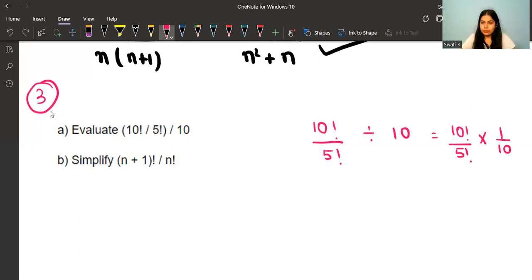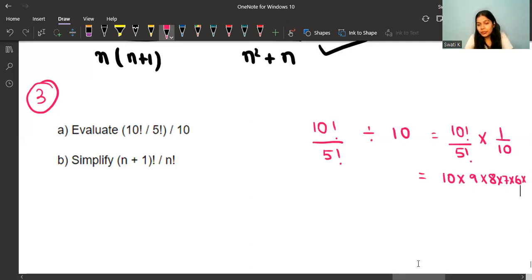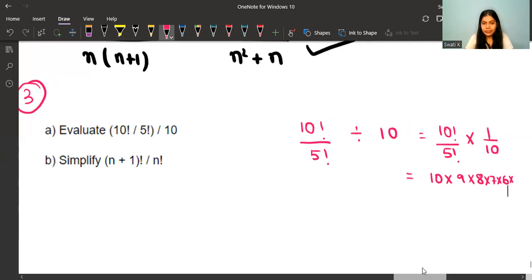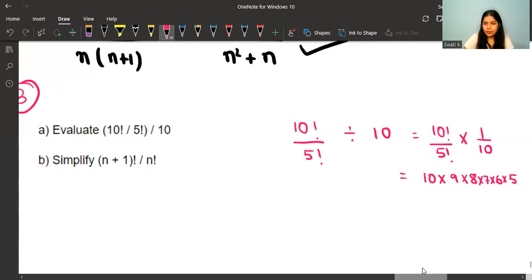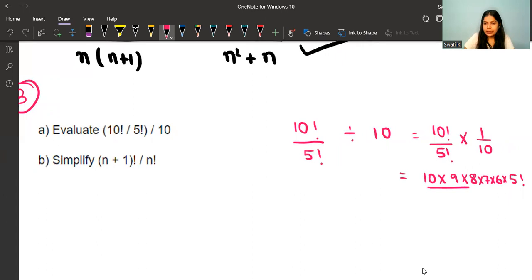Now I can simplify this. I will write down 10 factorial as 10 into 9, then 8. So it is like 10 into 9 into 8 into 7 into 6 into 5 factorial. I'm going to stop here, the reason being I can see 5 factorial in the denominator, right? So of course I would love to cancel 5 factorial, and this 10 and this 10. This 5 factorial got cancelled, this 10 got cancelled. And what are we left with? We are left with 9 times 8, 72, and 7 times 6, 42.